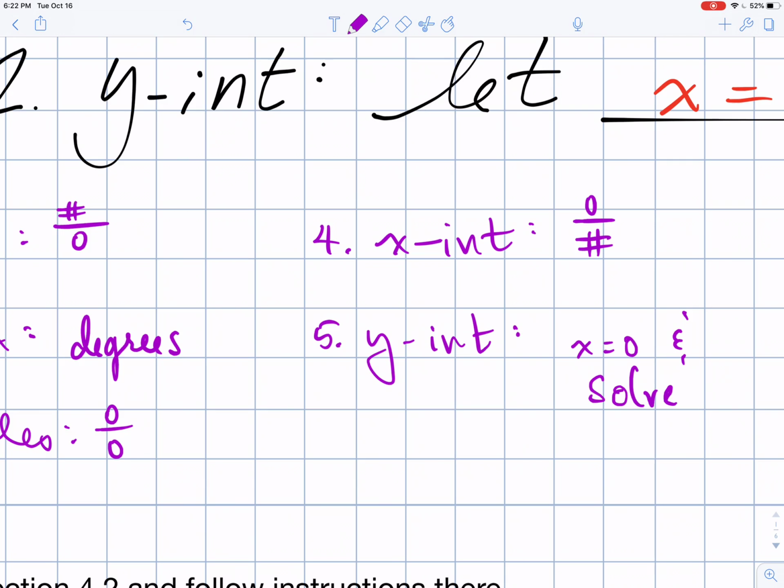We'll do some examples of this, so bring your list to class, and we'll talk about examples that use each one of these.